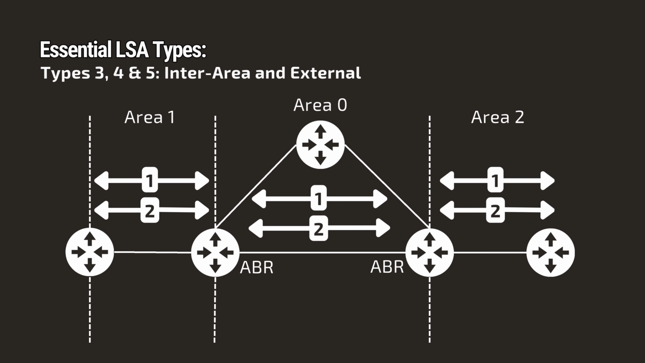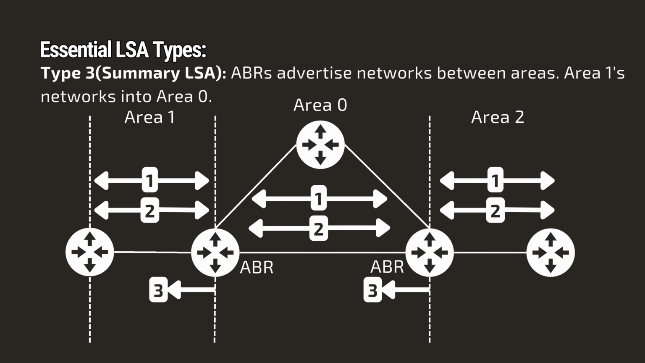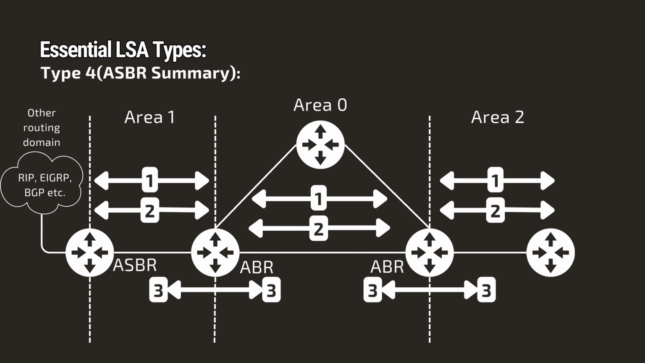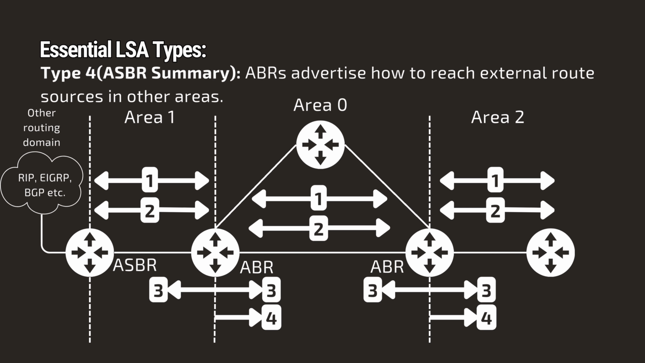Types 3, 4, and 5, inter-area and external. Type 3 is the summary LSA. ABRs advertise networks between areas, for example Area 1's networks into Area 0. Type 4 is the ASBR summary. ABRs advertise how to reach external route sources in other areas.